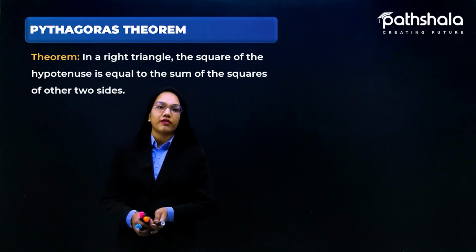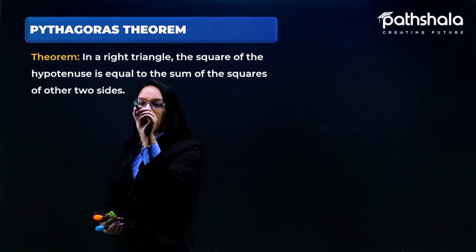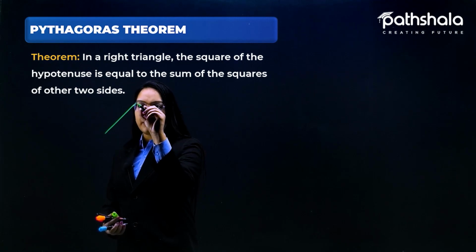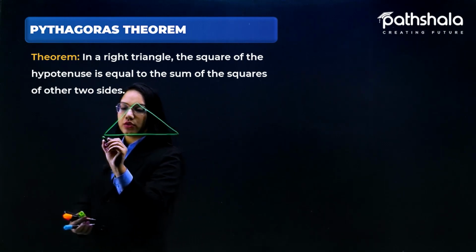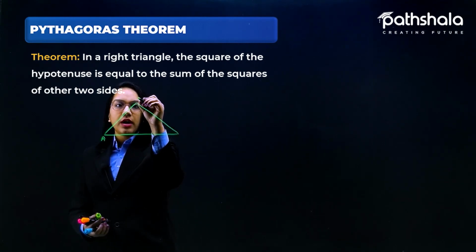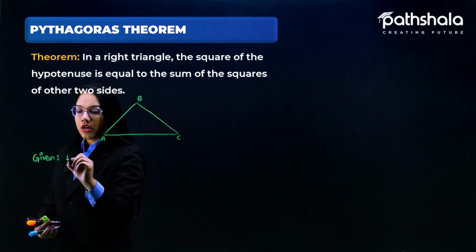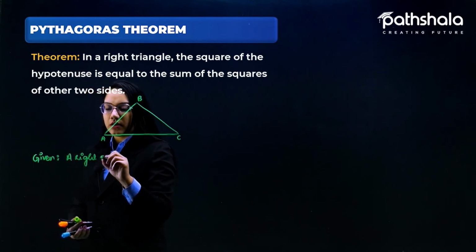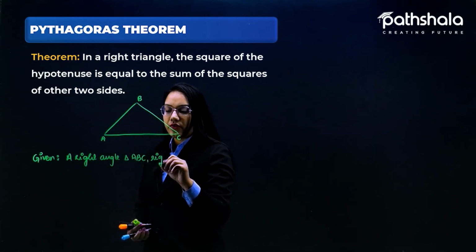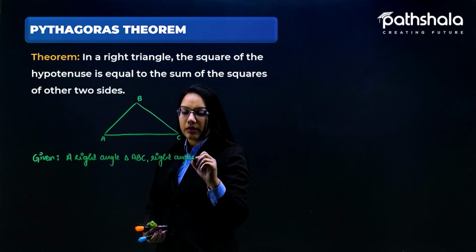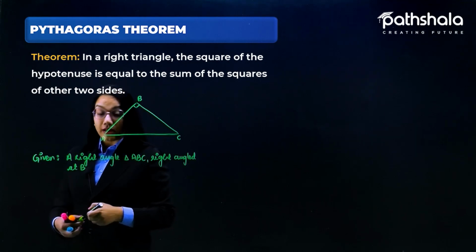So let's just start the proof of this theorem by drawing. Let us suppose I'm drawing a right angle triangle over here. So let us suppose I am taking a right angle triangle in such a manner, and I'm calling this ABC. So this is my A, this is my B, let us suppose, and this is my C. So let us suppose I'll write over here that given a right angle triangle ABC, right angled at B. So let us suppose I am taking it as right angled at B.